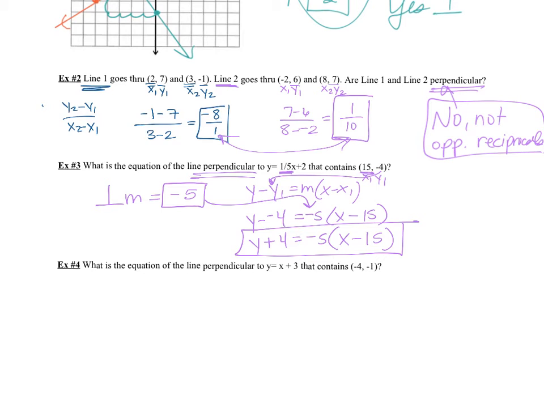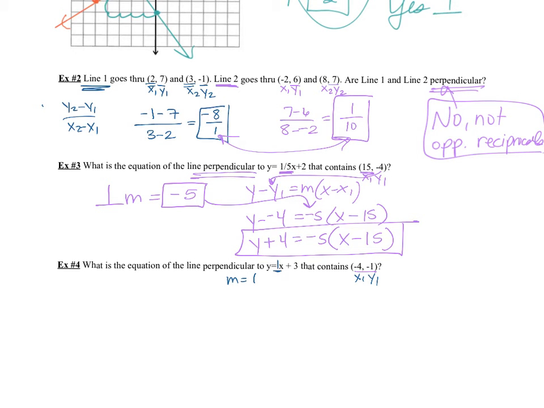Maybe pause me and try this next one on your own, and then I'm going to do it for you right now. It says, what is the equation of the line perpendicular to y equals x plus 3 that contains the point -4, -1? So we're going to call this our x1, y1. And then we need to figure out what our slope is. Right now, the slope in this line is 1, right?